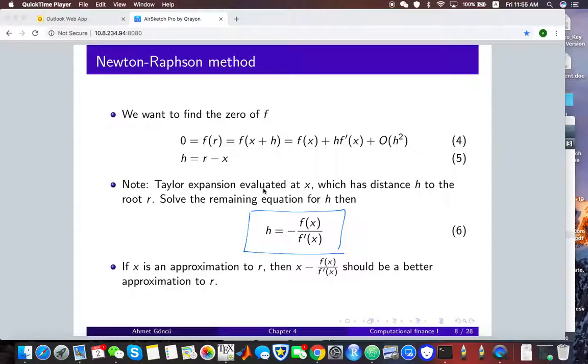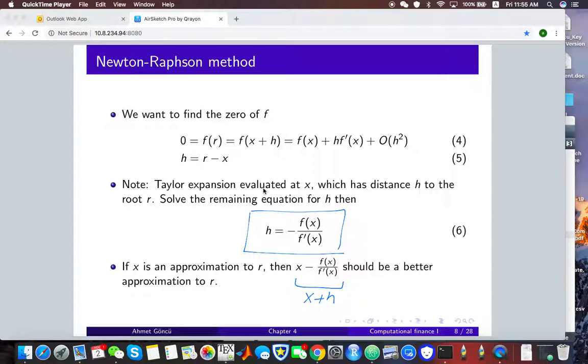Basically, if we calculate this h, we can add it to our initial x. That will give us a value closer to the real root of the problem. So you can see that if x is an approximation to r, then this is actually x plus h.